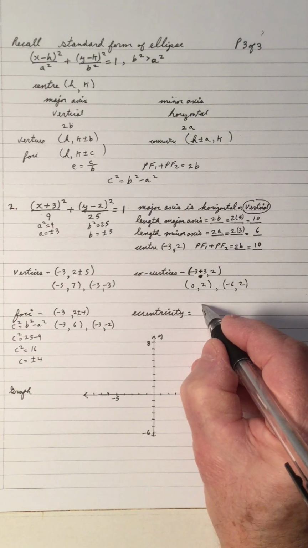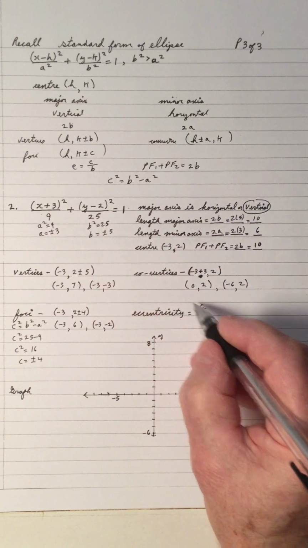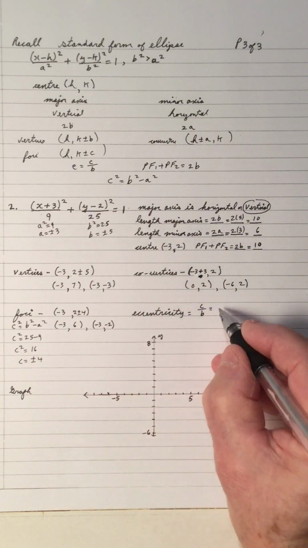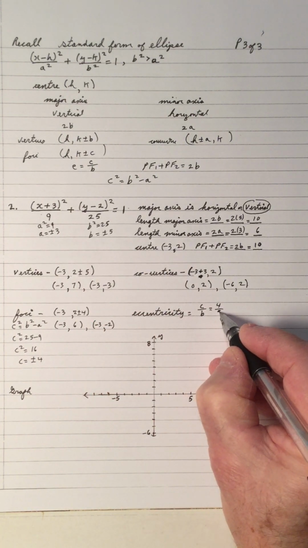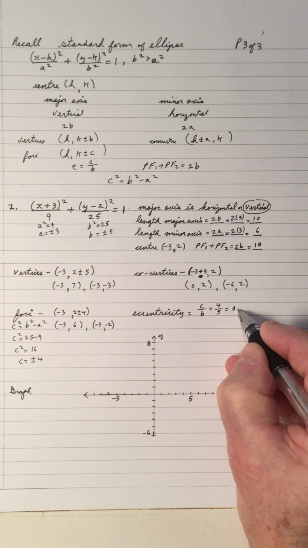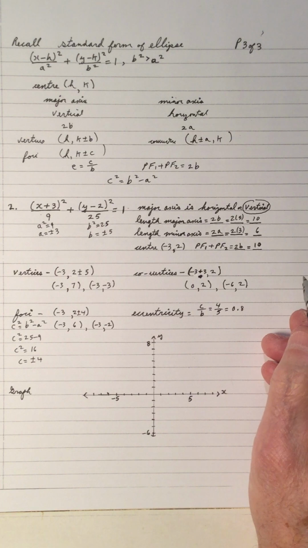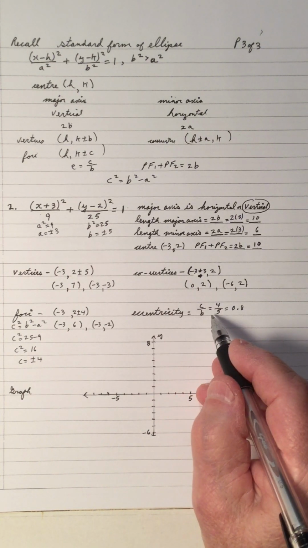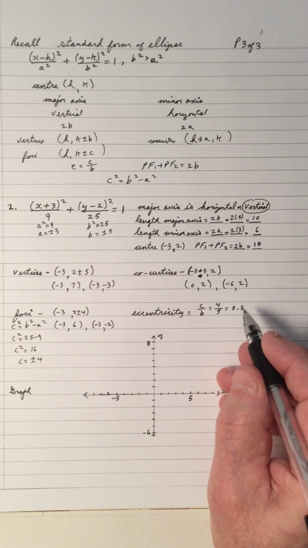And the eccentricity is the c over the larger one. So that's the c over the b. So the c is 4. The b is 5. So that's 0.8 as a decimal, or 4 over 5 as the eccentricity. Eccentricity gives you, the closer we go to 1, the closer we go to a line, less oval. And the closer we go to 0, the closer we go to a circle.